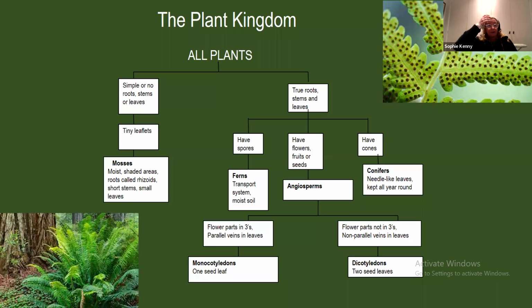And what we've got there is a plant. If we start at the top, let's have a little look. So it's either simple or has no root system, stems or leaves, or it has true roots, stems or leaves. So we've got the picture at the top and the picture at the bottom. Looking at those two pictures, does that have true roots, stems and leaves?